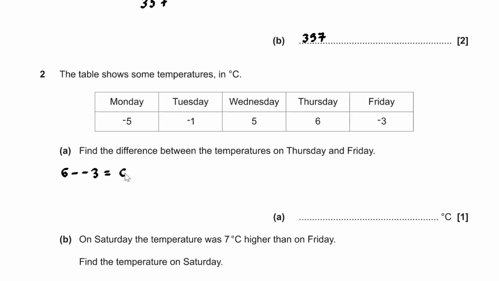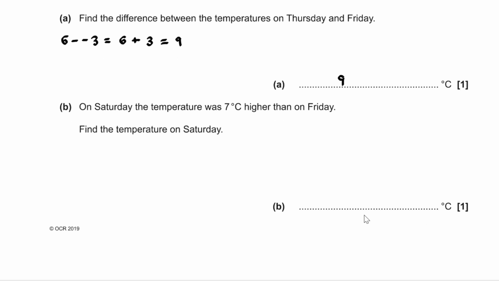Minus and a minus gives us plus. So here we have 6 plus 3, which is 9. So the difference is 9 degrees C. Now for part B, on Saturday the temperature was 7 degrees higher than on Friday. We have to find the temperature on Saturday.